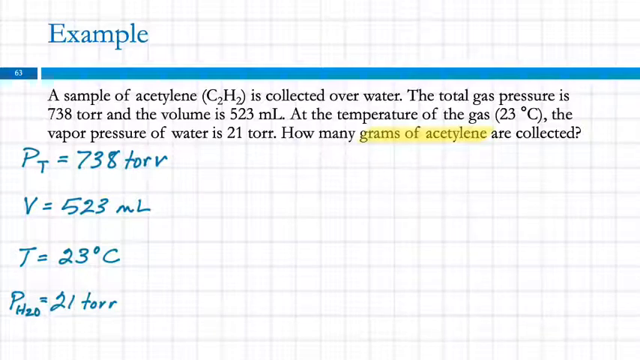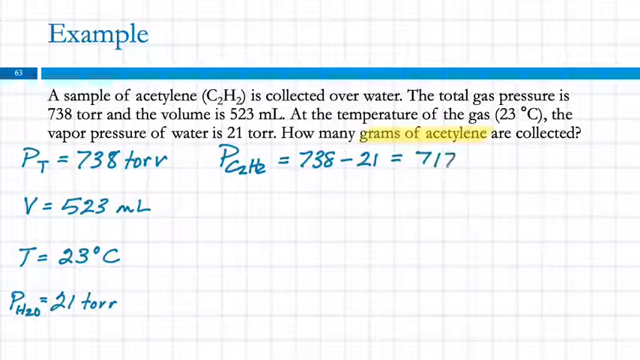So to find the moles of acetylene, I need the pressure of the acetylene. I don't want the total pressure. So the pressure of the highlighter doesn't make a good pen. The pressure of the acetylene is going to be the total pressure minus the partial pressure of the water. So that's what, 717 torr?